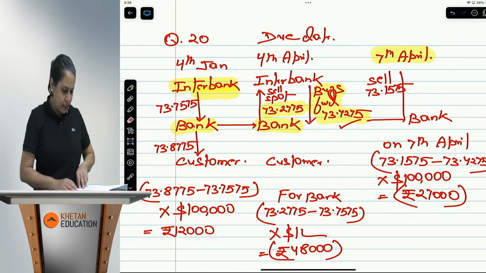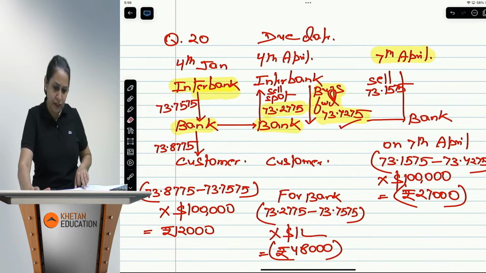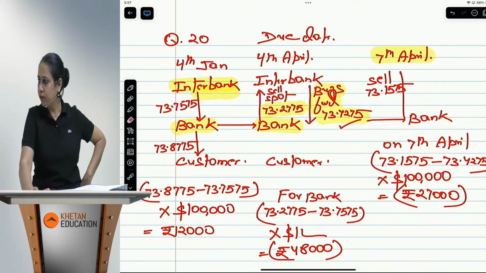Okay. So on 7th of April, I took 73 point, sell spot 73.2775. This is the correct rate. Okay. And I bought forward at 73.4275. Is it not correct, guys? Confusion you have?